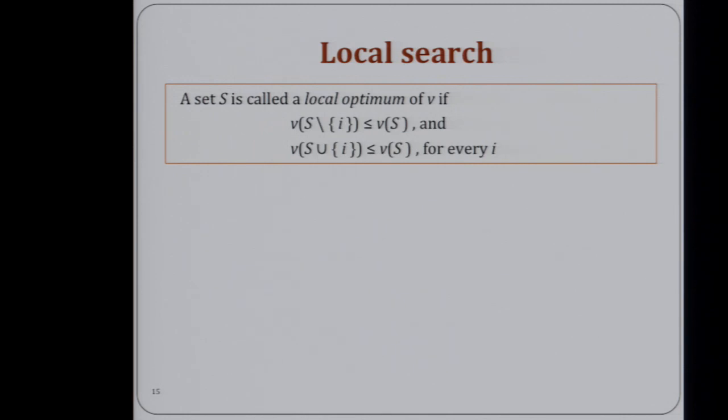So what is a local optimum here? Since we're looking for a set to maximize the evaluation function, the most natural definition of a local optimum is to say that V of S delete i, for any item i, is not higher than V of S, and V of S union i is also at most V of S. Okay?